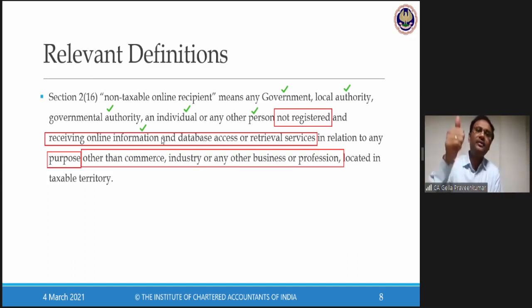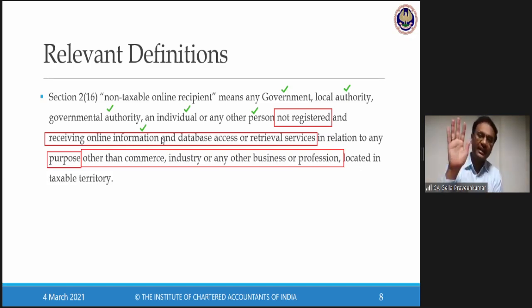Section 14 of my IGST law says that any service provider or any person who supplies this online information database access or retrieval services to these five sets of people, then that particular supplier, that particular service provider, himself, either through an agent or by themselves, needs to get registered in India. If they are not registered in India, then there is a violation of non-payment of tax.